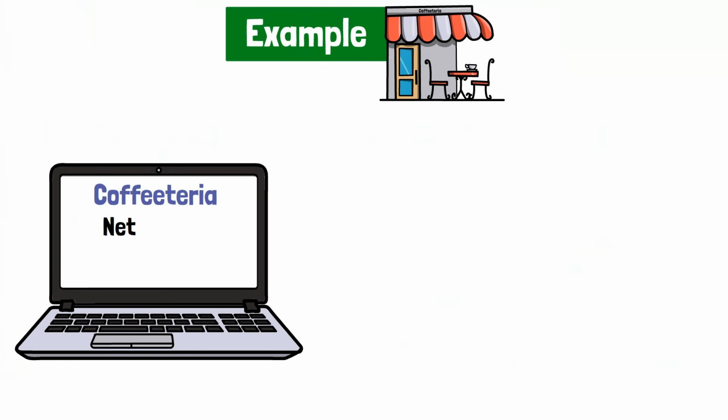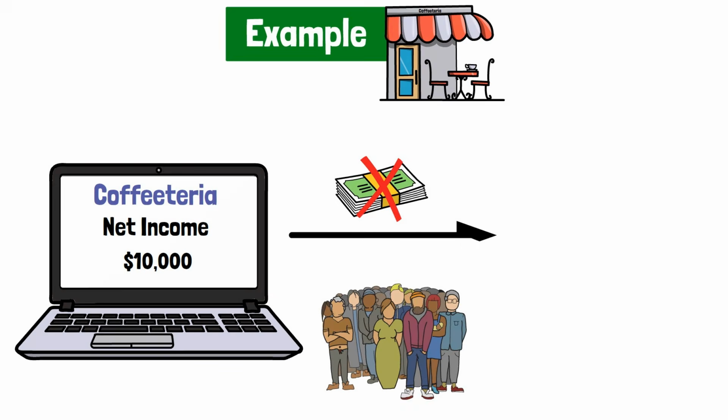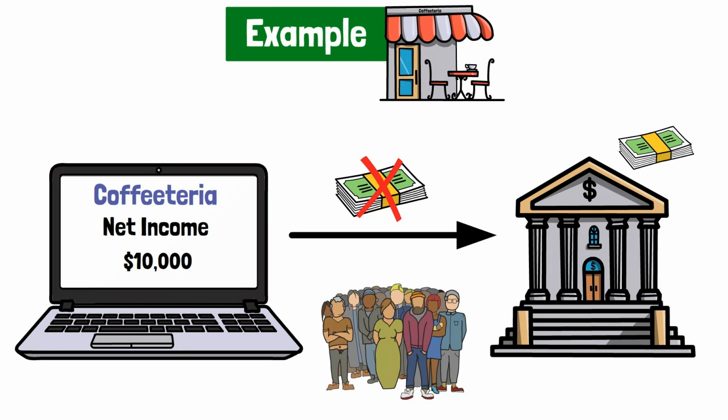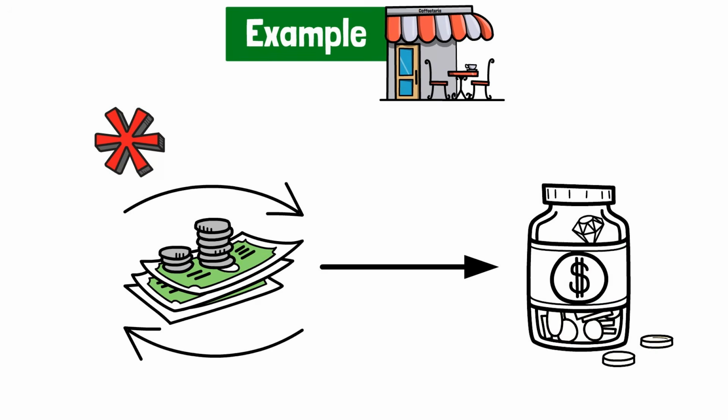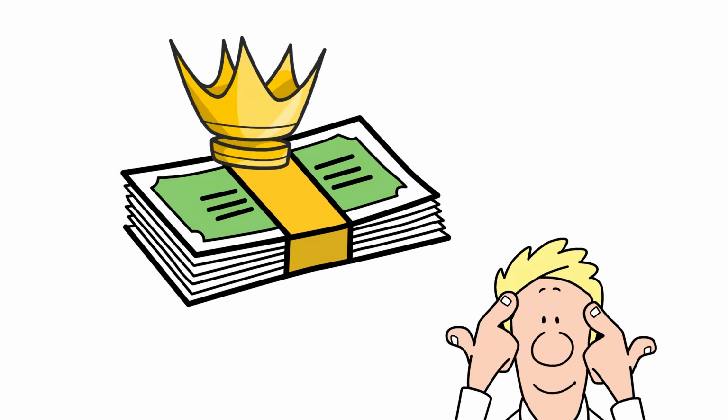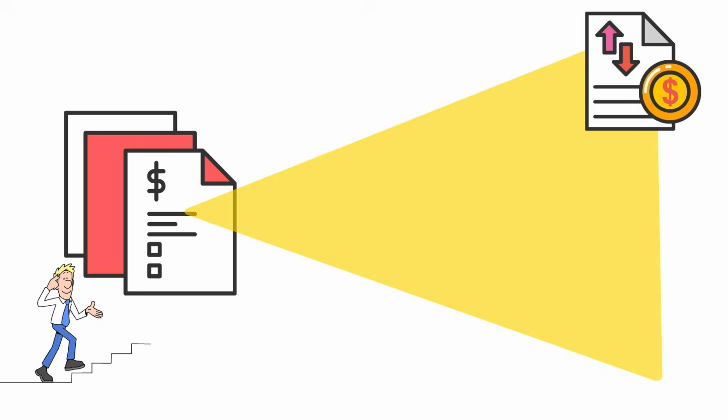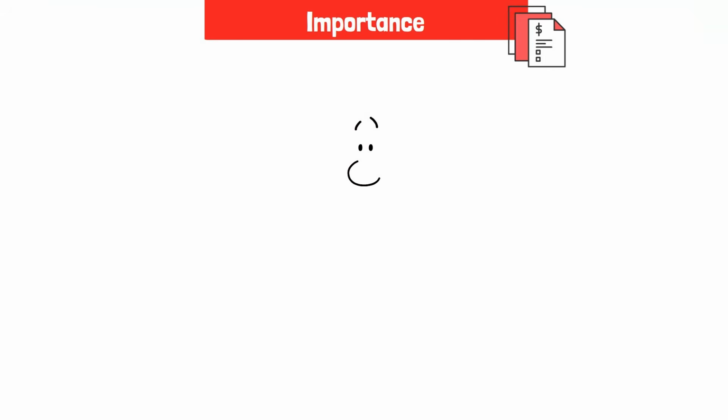For example, a business might show a net income of $10,000, but if the customers haven't paid yet, that cash isn't actually in the bank. That's why cash flow is such a critical indicator of financial health. If you've ever heard the saying, cash is king, now you know why.